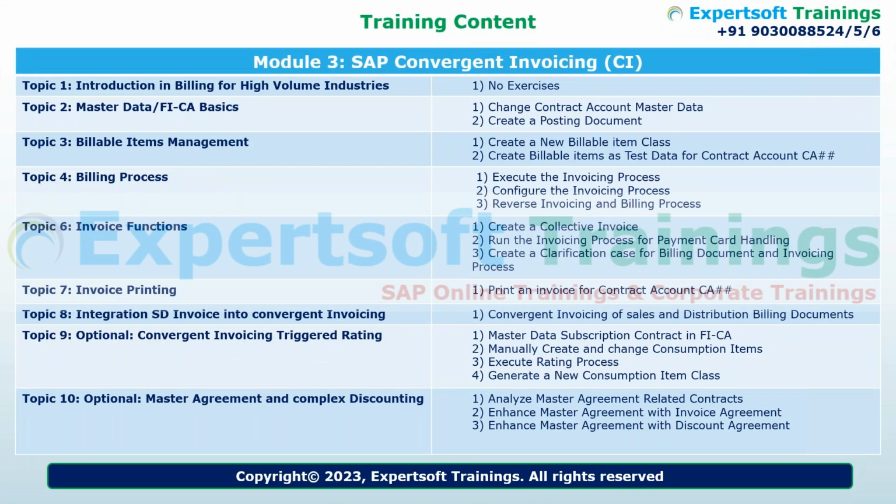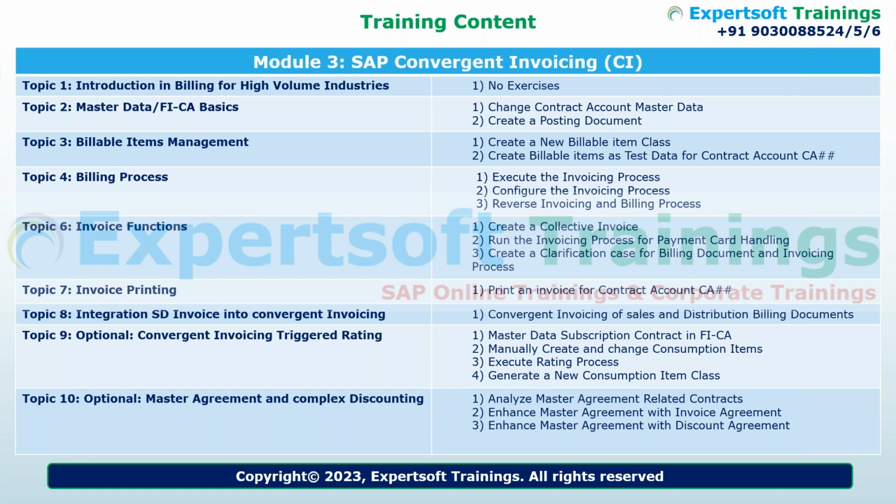And again, convergent invoicing. When we get into convergent invoicing, we have a high level view of how exactly the master data looks from the convergent invoicing standpoint, and billable item management, billing processing, invoice function, invoice printing. Integrated with SD invoicing, how exactly you can integrate your sales and distribution invoice, which hits your convergent invoicing. There are additional topics like rating process and master agreement.